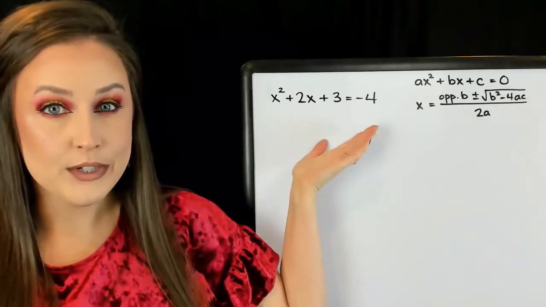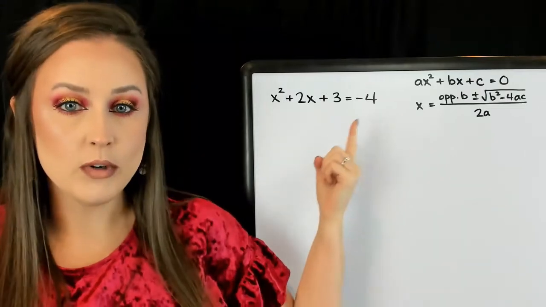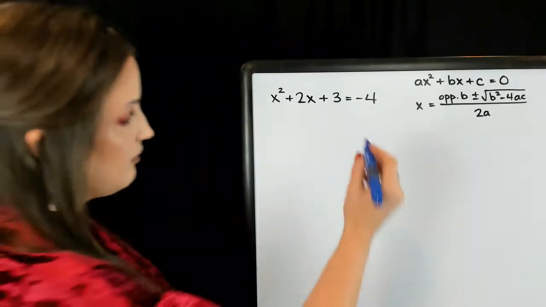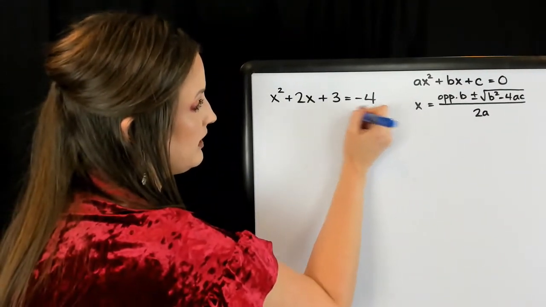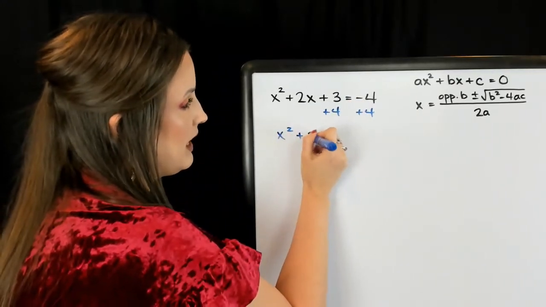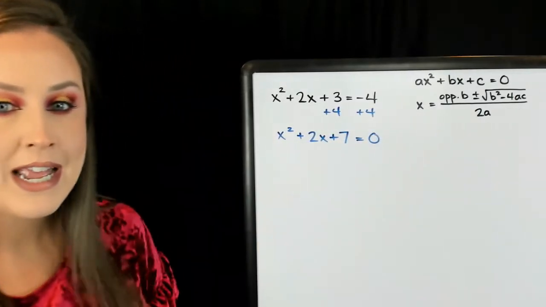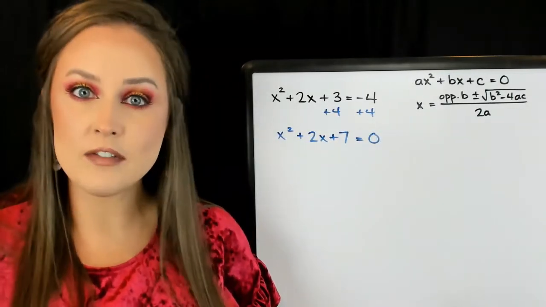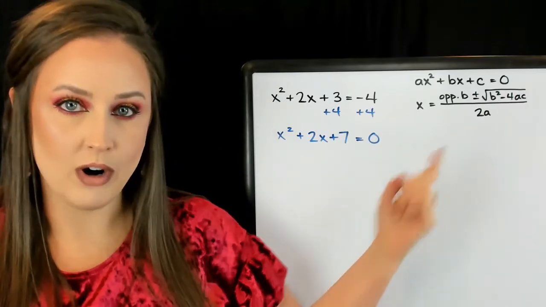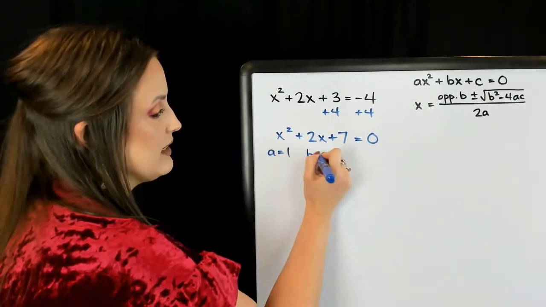So in this example I'm going to do here, it doesn't equal 0. So we need to make it equal 0 by moving the 4 over. So let's add 4 to both sides, and then it will equal 0, and we can work with our formula. X squared plus 2x plus 7 equals 0. Now that it equals 0, let's identify a, b, and c and plug them into our formula here. So a is going to equal 1, b is 2, and c is 7.